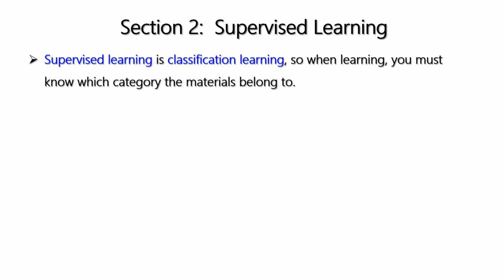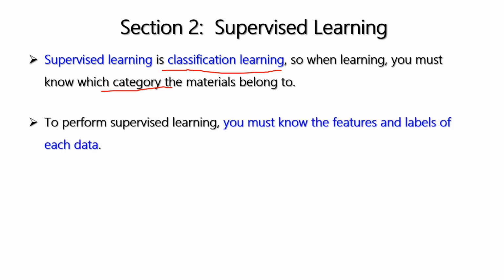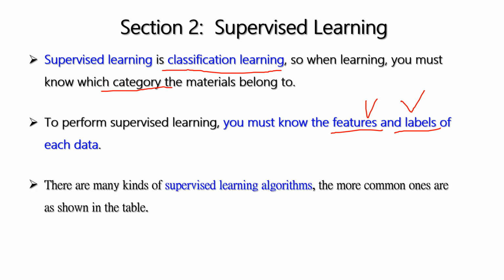Let's move on to the second section, called supervised learning. Okay, remember, supervised learning is classification learning. So when learning, you must know which category the materials belong to. If you want to perform supervised learning, you must know the features and labels of each data. So as we mentioned, the two kinds of data in machine learning are features and labels. There are many kinds of supervised learning algorithms. The more common ones are shown in the table on the next page, okay?